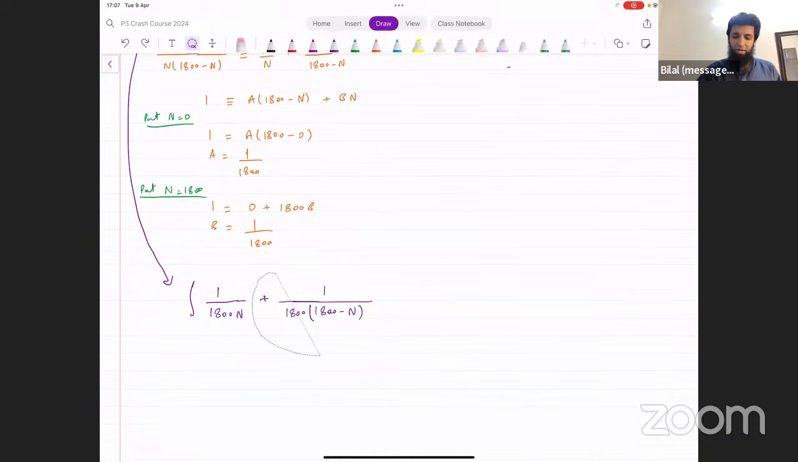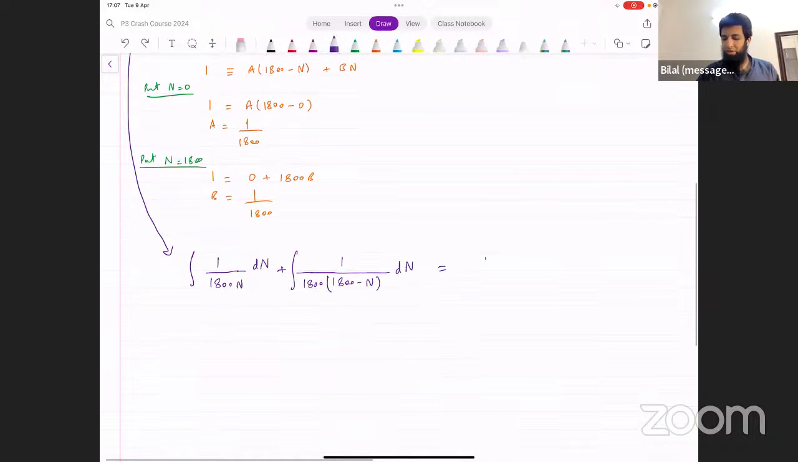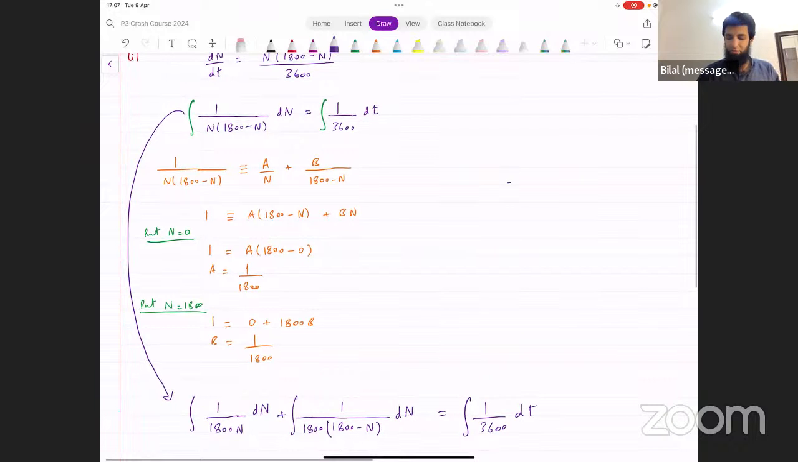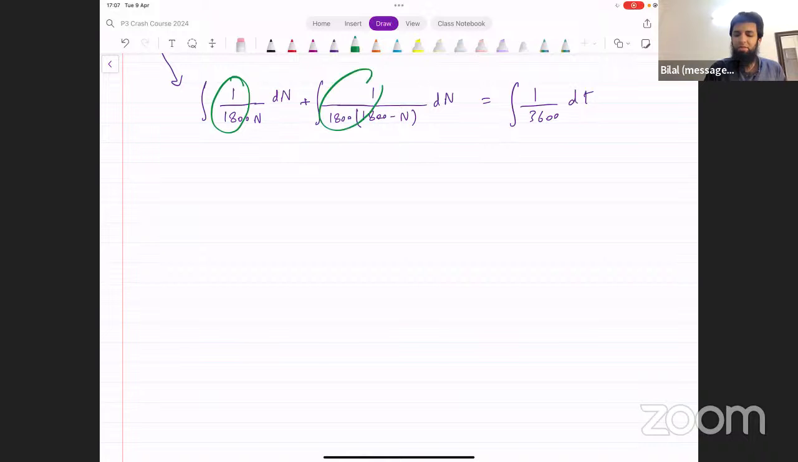You can split it into two parts. You can write this term separately, this separately. You can say integral of this and integral of this on the left side. On the right side, you just have this thing, 1 over 3600, integral of that with respect to t. Okay, this is what we've got. Now, in fact, if you think about it, it will make things simpler if you multiply 3600 on the left side, because it'll make this fraction simpler and make this fraction simpler. You could do that if you wanted, or you could leave it like this.